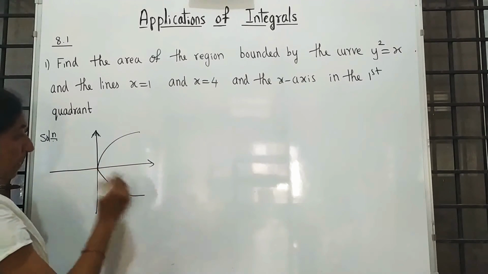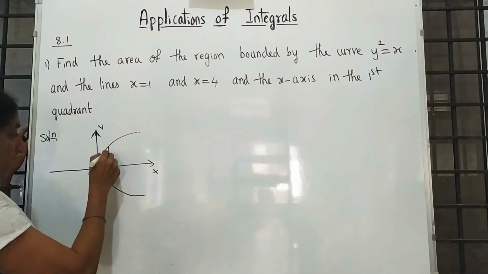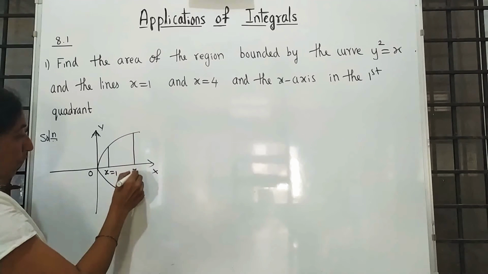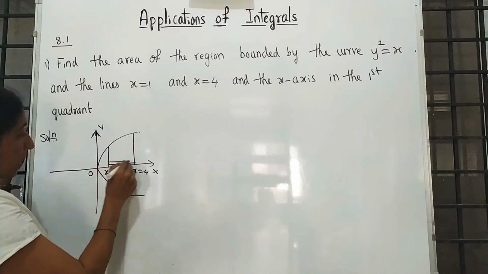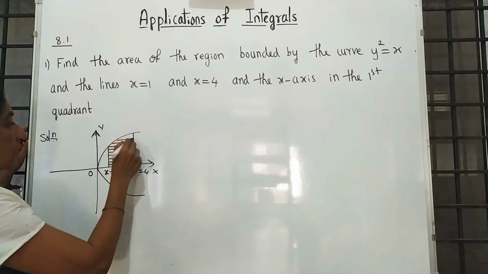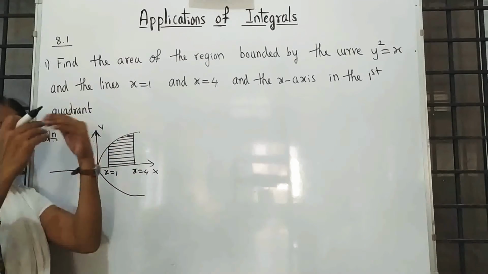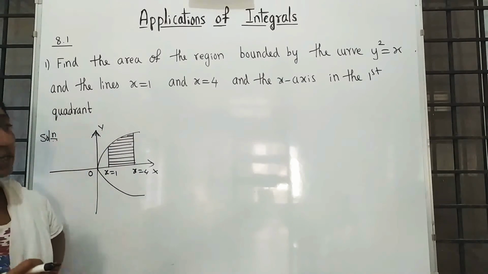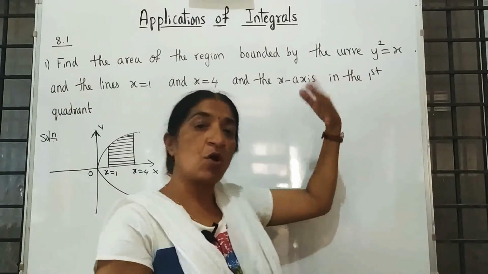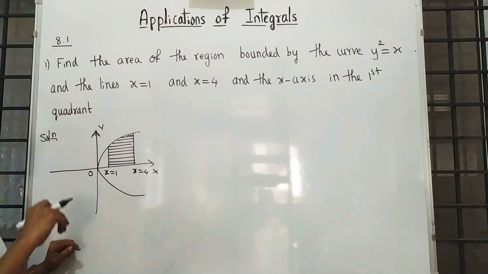So y square is equal to 4x is a parabola. It opens in the positive direction of the x-axis and the lines are x is equal to 1 and x is equal to 4. The shaded part is the required area. This is nothing but the area between the curve and the x-axis in the first quadrant. If the word first quadrant is not mentioned, it means the area comes below also. In the next second example I will explain that.